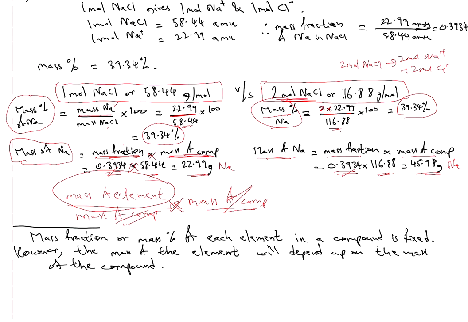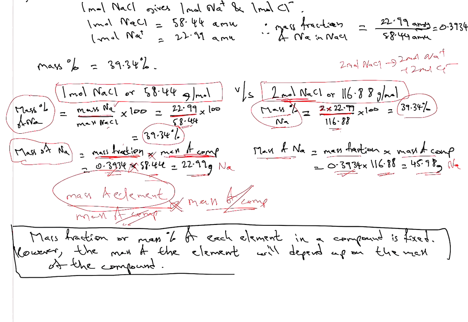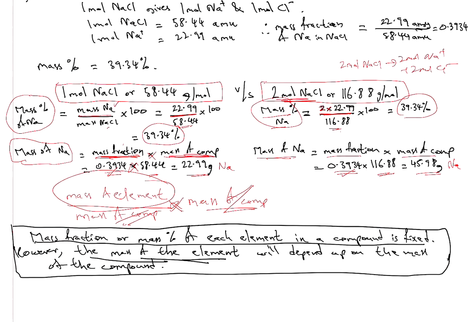This is the important concept to keep in mind. They often ask you in MCQs that mass fraction is independent. It will always be fixed for a compound, but the actual mass of the element will depend upon the mass of the compound. Okay?